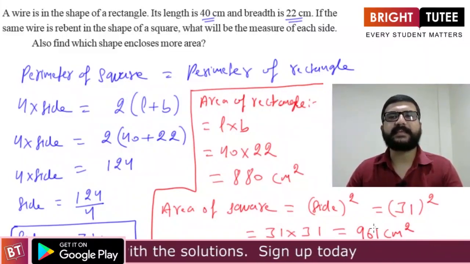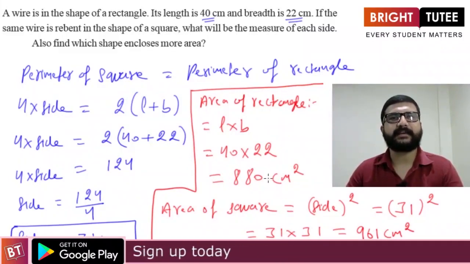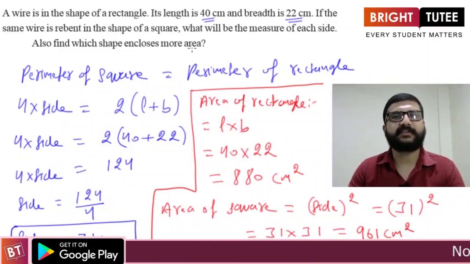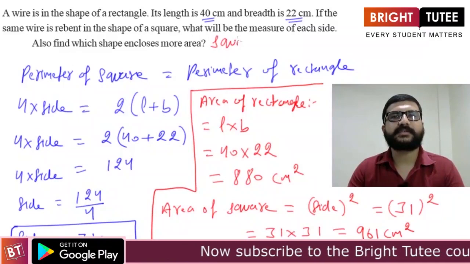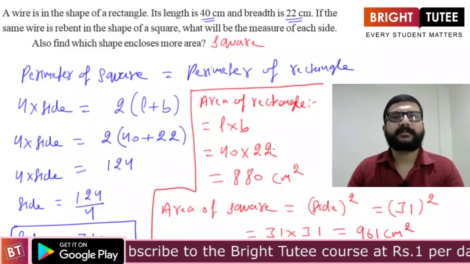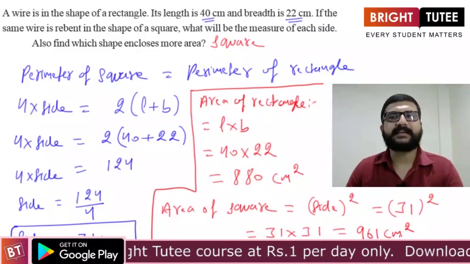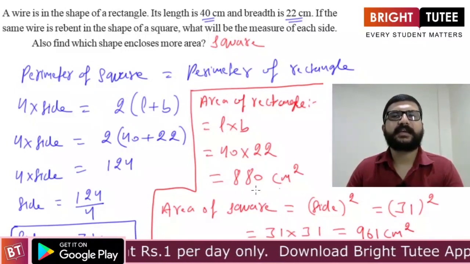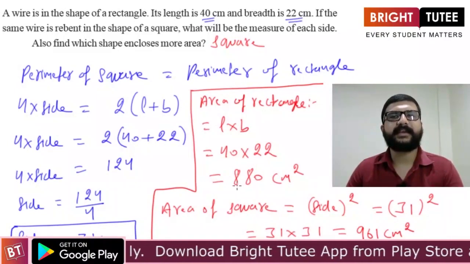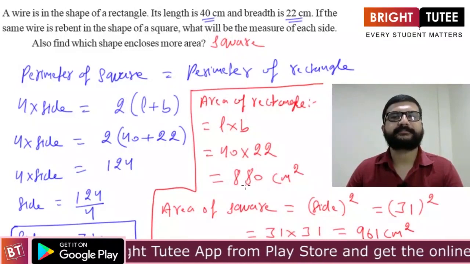And as we can see, the area of the square is greater than the area of the rectangle. So therefore the answer for this question will be square, because the square encloses more area, which is 961 centimeter square, and for the rectangle it is 880 square centimeter.